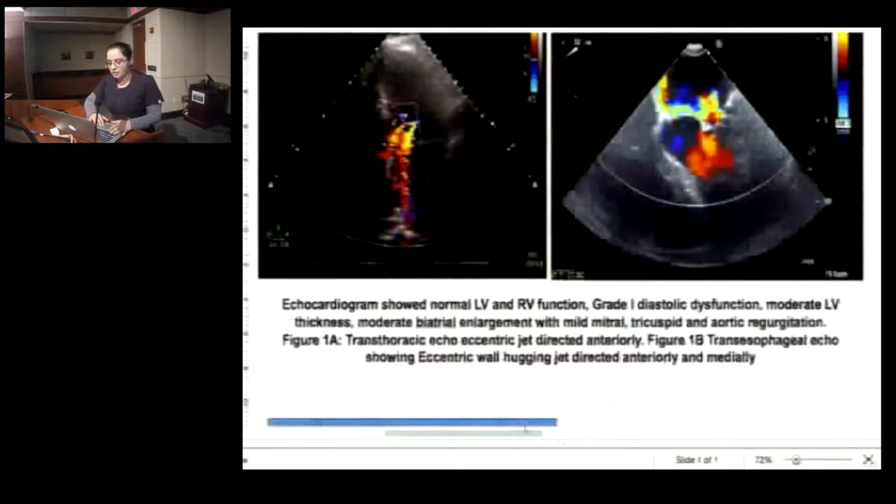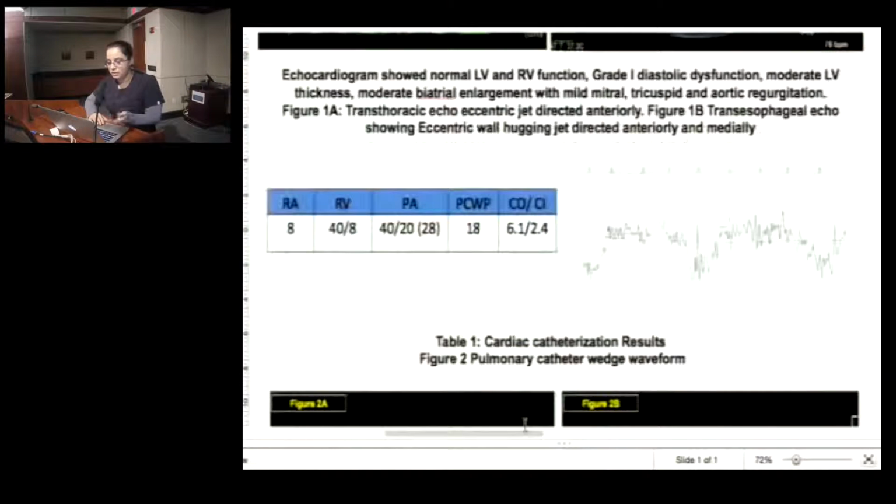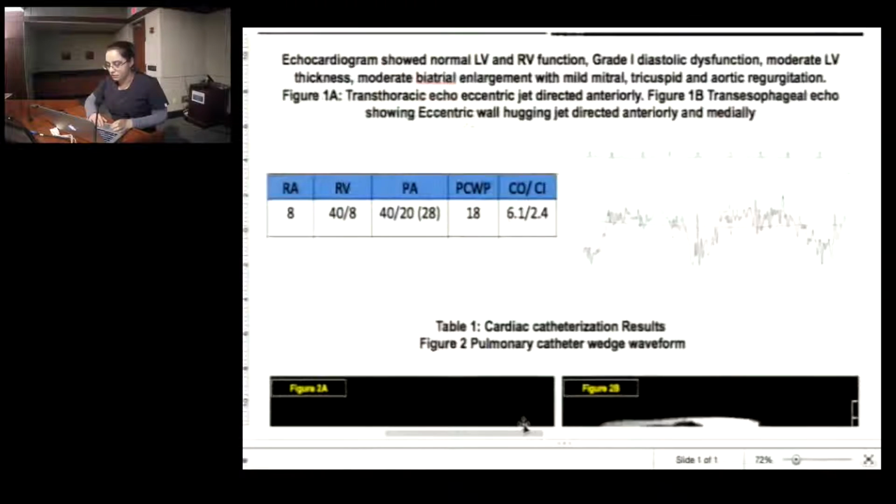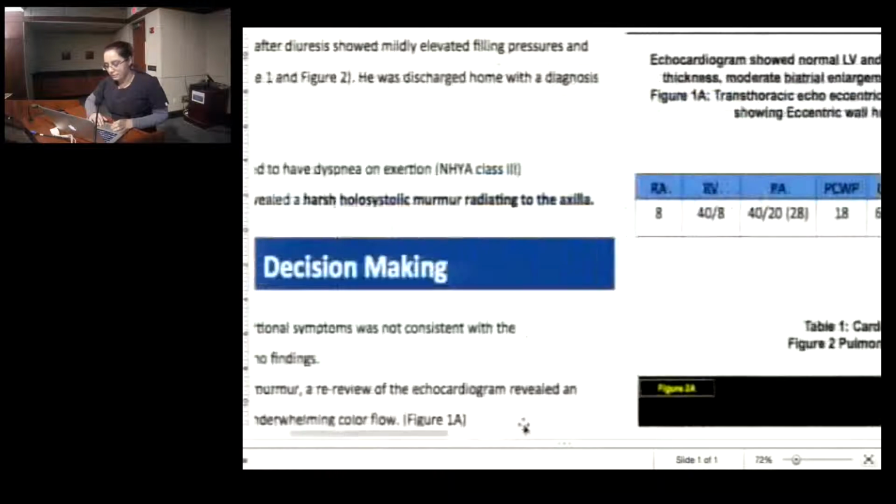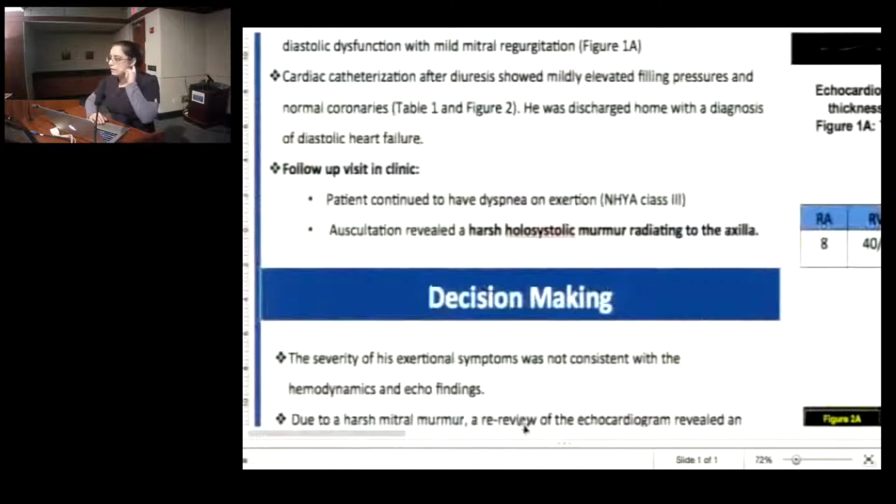So figure 1A is the first echocardiogram that he had done, and that showed normal LV and RV function. I really had to look for this regurgitation Doppler because it didn't really show a remarkable mitral regurgitation. Then these were his right heart cath numbers and tracing. As you can see on the wedge pressure tracing, you really do not see a very tall V wave, which would have been suggestive of the etiology of why he had shortness of breath and heart failure symptoms.